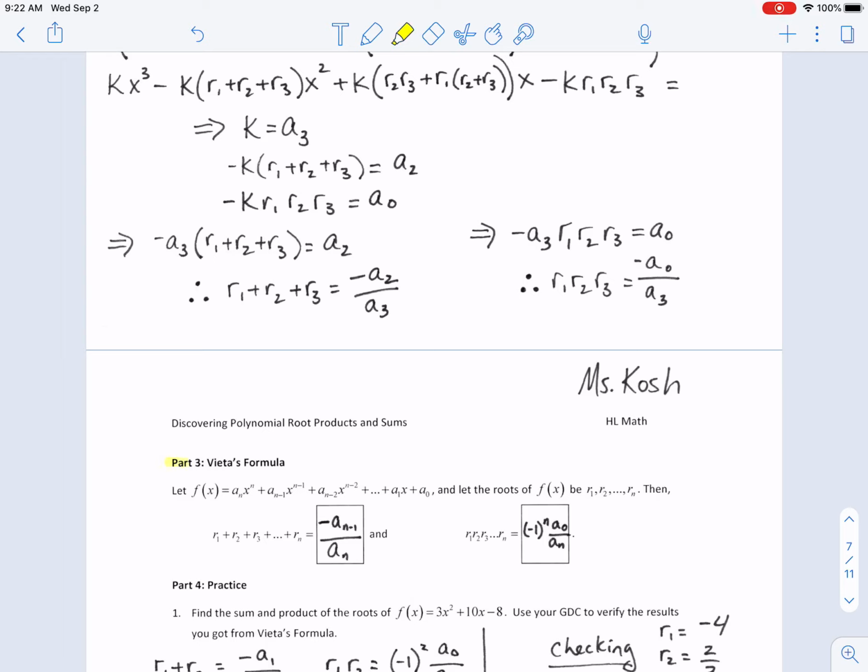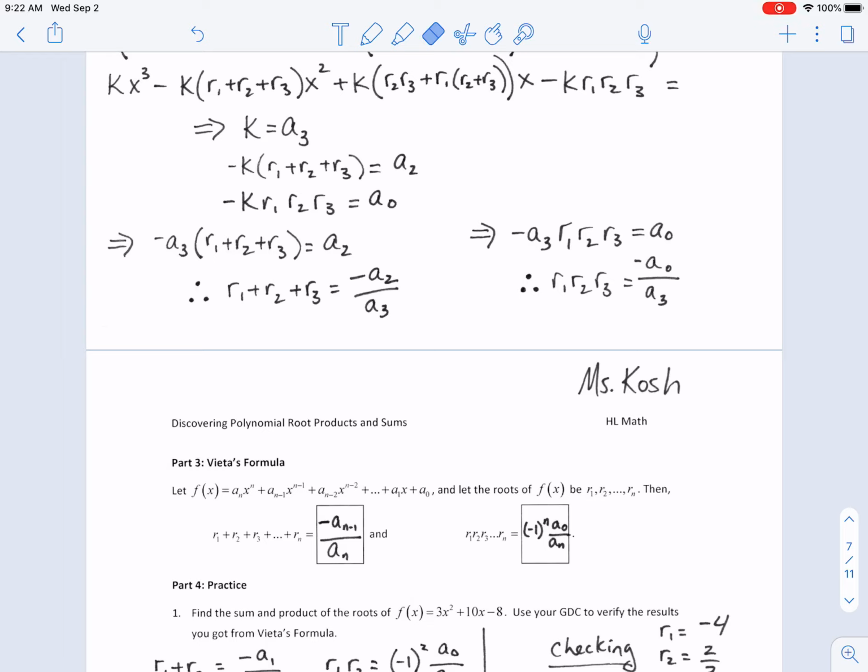I don't know how to say that, but pretend it's something like that. And this actually wasn't in the IB formula book before, but it is now. So they give this to you. But what happens is that the sum of all the roots, no matter how big the polynomial is, is going to be the negative second coefficient divided by the first coefficient.